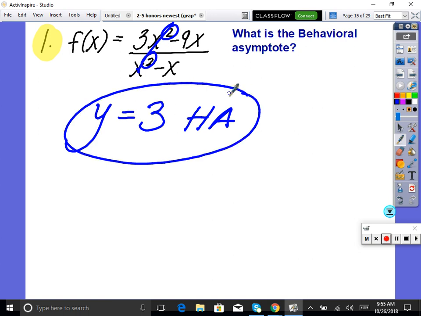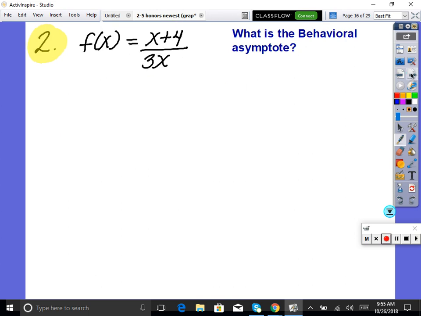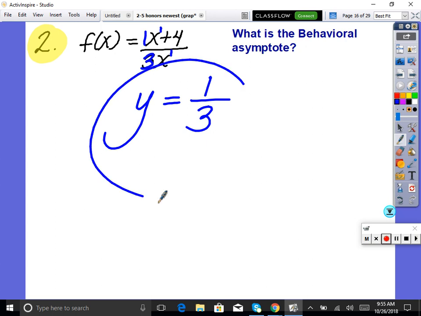Questions? The degrees are the same. We talked about why they would just divide out. And the minus x won't really matter much. Okay, number 2. Look at your degrees. Behavioral asymptotes come from the degree. What are the degrees? Both 1. So what is our horizontal asymptote at? 1/3, right? 1/3, the leading coefficient. So that's a horizontal asymptote at 1/3.